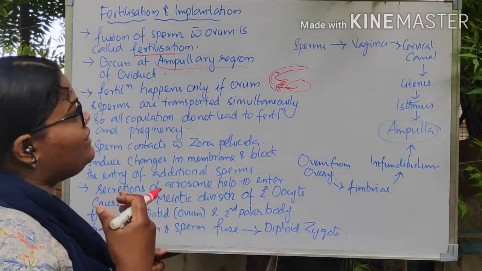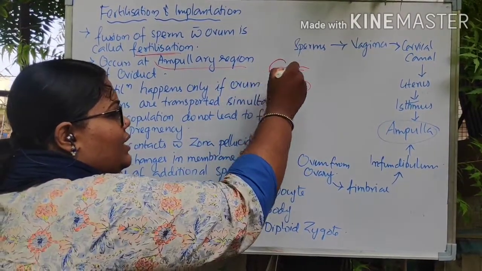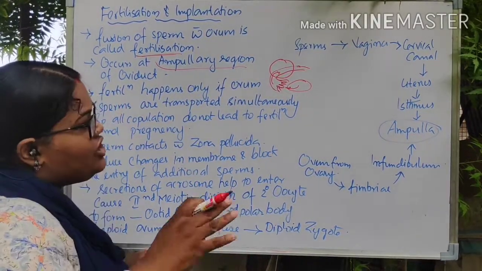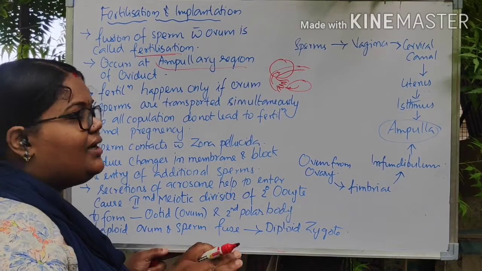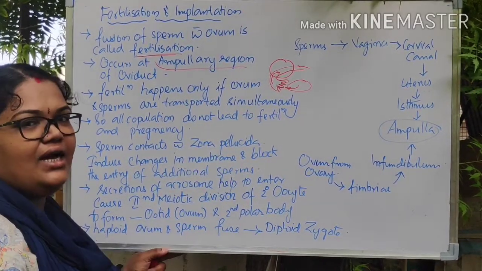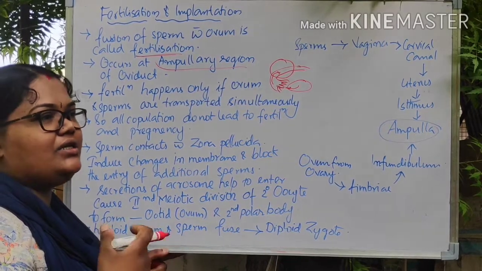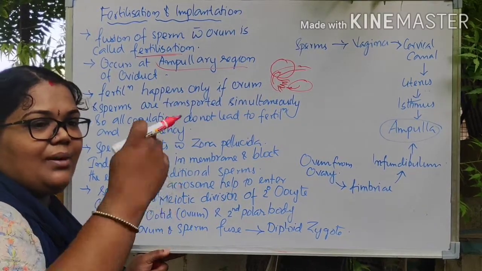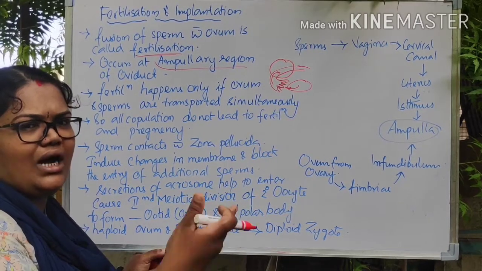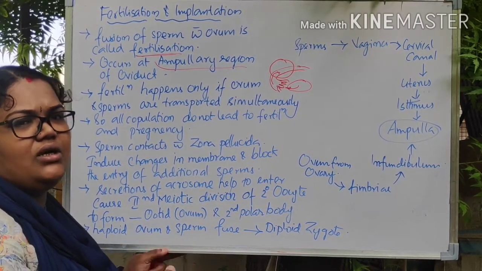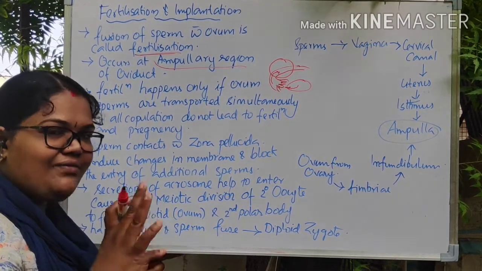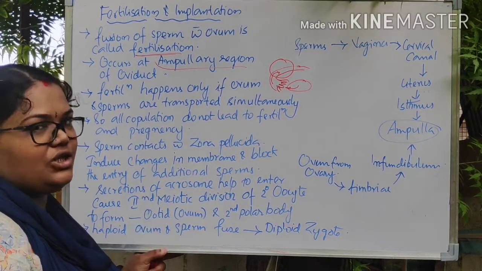So where does our fertilization take place? In the ampulla region, not in the infundibulum and not in the isthmus. Sometimes fertilization can occur in some other area, but then it will not be implanted properly, and it will lead to some malformation or abnormality in the pregnancy. So fertilization must happen in the ampullary region.